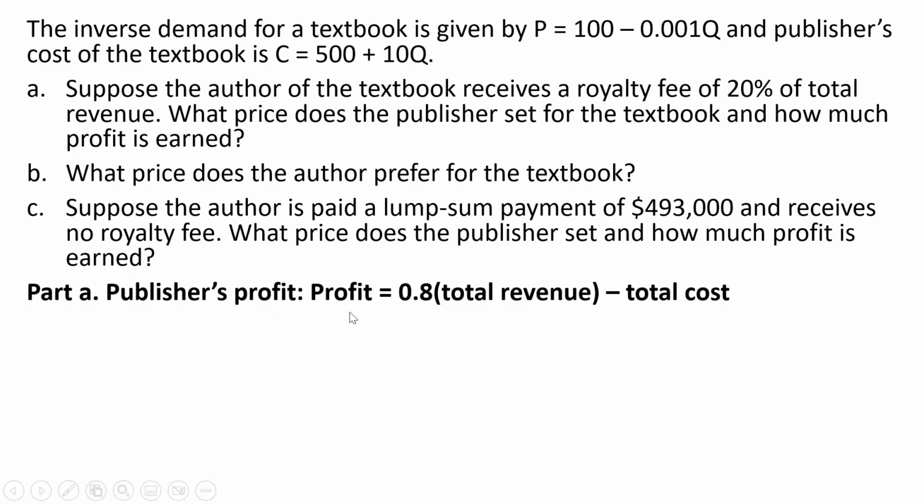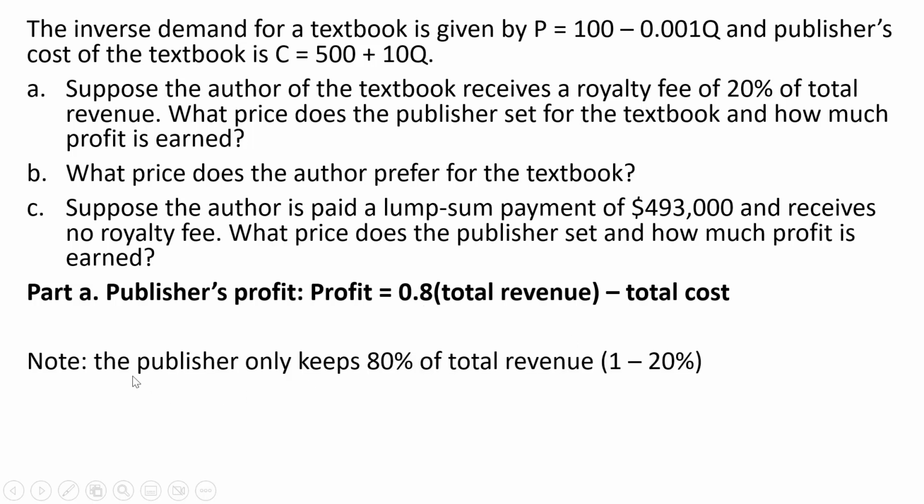The publisher's profit is going to be 0.8 times total revenue minus total cost. Note the publisher only keeps 80% of the total revenue, 1 minus 20%, and as we stated up here, the author receives 20% of the publisher's total revenue. So rewriting the profit here as 0.8 times total revenue, where total revenue is the price per textbook times the number of textbooks sold, and then we're going to subtract out total cost.